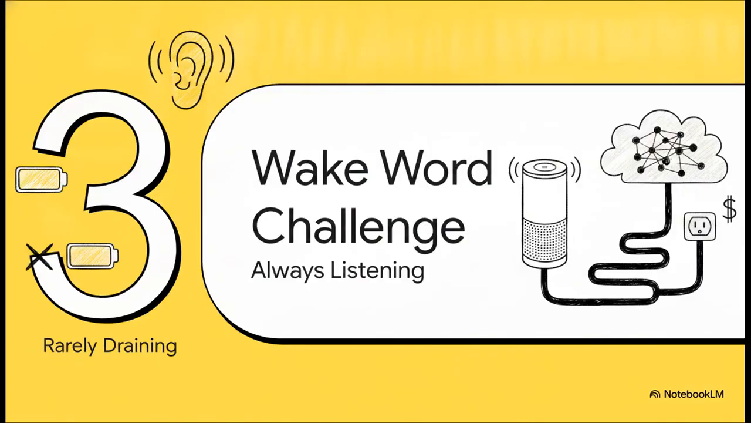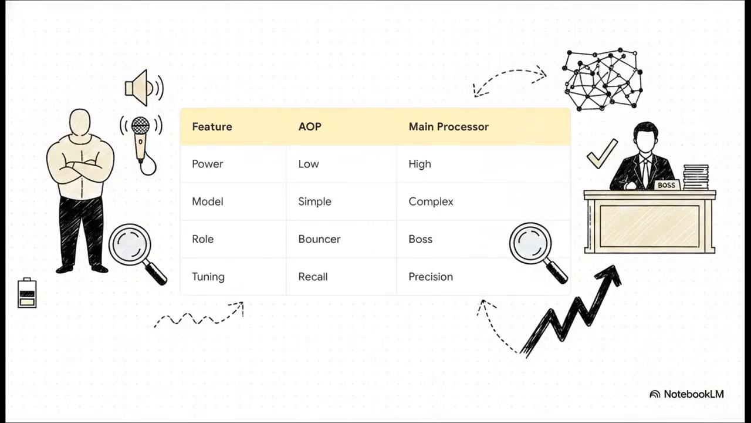Always listening, rarely draining. So, we know how machines understand speech, but there's a massive hardware catch. Your smart speaker is always listening for its name, right? But if it ran a massive, complex neural network 24/7, its battery would die in minutes, or your electric bill would go completely through the roof. To solve this, engineers use a brilliant 2-pass system, and this slide brilliantly illustrates it.